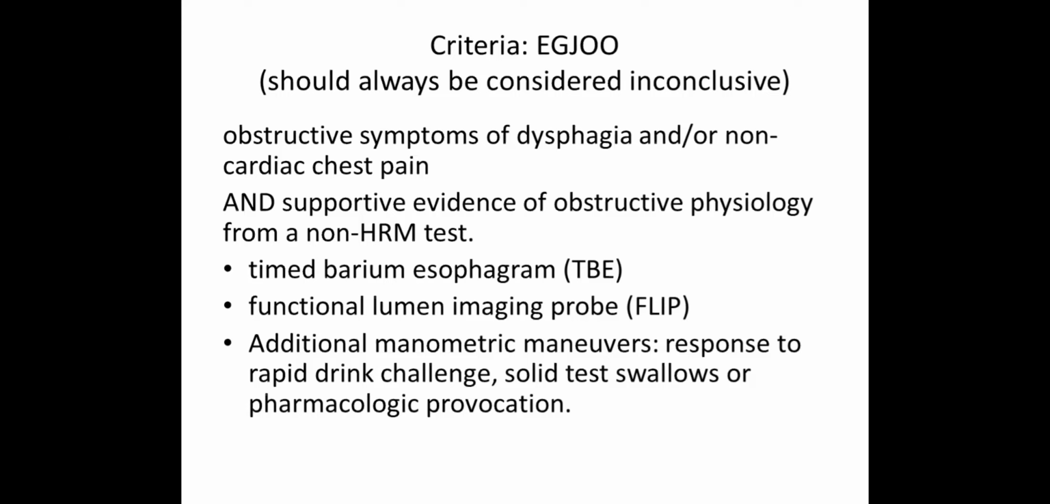Endoflip, of course, can help you as well. And provocative testing that can help you would be a rapid drink challenge, basically showing that the IRP did not decrease significantly with a rapid drink challenge, a solid test swallow, or pharmacologic provocation to look for paradoxical EGJ contraction, especially with cholecystokinin.